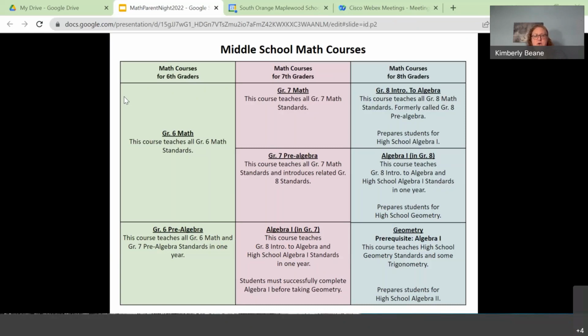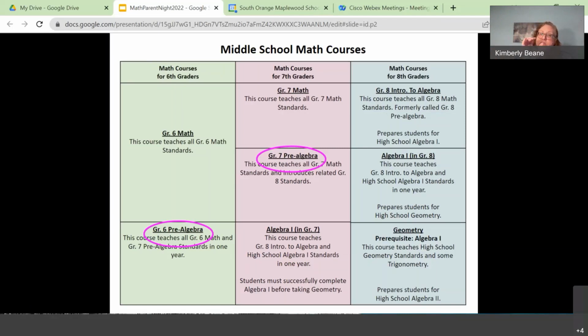So a question I always get is, what's the difference between grade 6 pre-algebra and grade 7 pre-algebra? And it's a great question. They are very, very similar. So actually all three of these courses, grade 6 pre-algebra, grade 7 pre-algebra, and grade 7 math, are all very similar in that the end outcome is to be able to be fluent and flexible with the grade 7 standards.